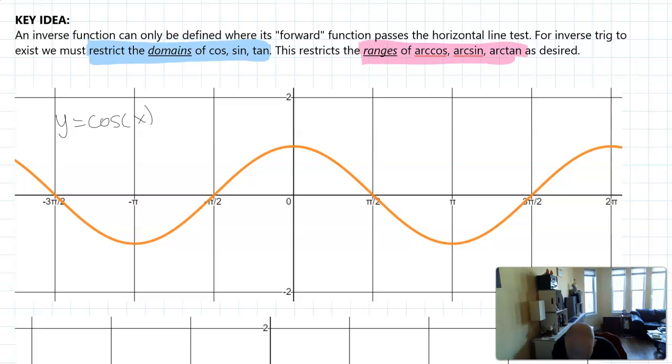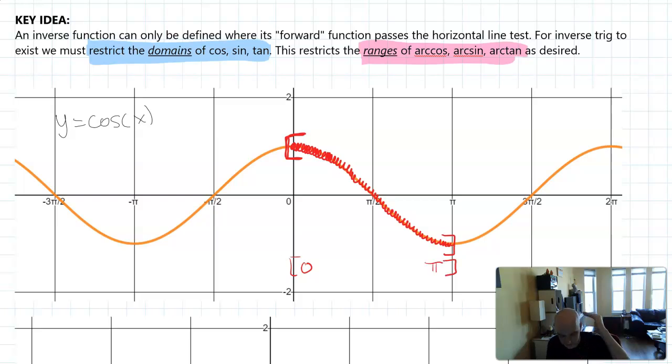Well, I want to select as much of the function as possible. So I'm going to start at 0 right here and shade in the function until I get to a place where I turn around, where I would start to fail the horizontal line test. Well, where do I start to fail that horizontal line test? Right here. If I shaded in any more, I would start to go up, and then I would fail the horizontal line test. Well, look at that. That's from 0 all the way up to pi.